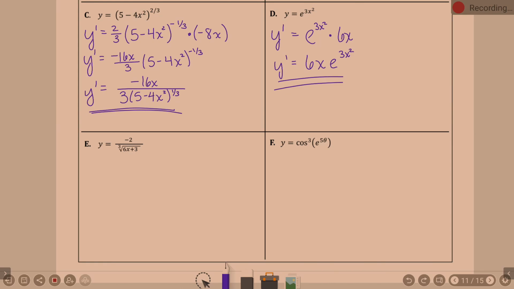Okay. Continuing until you pause me, or until you ask questions. E. 22 times 6x plus 3 to the negative 1/3. I'm with them. Are you? It's a cube root, so that's a 1/3 power. It's in the denominator, so it becomes negative.